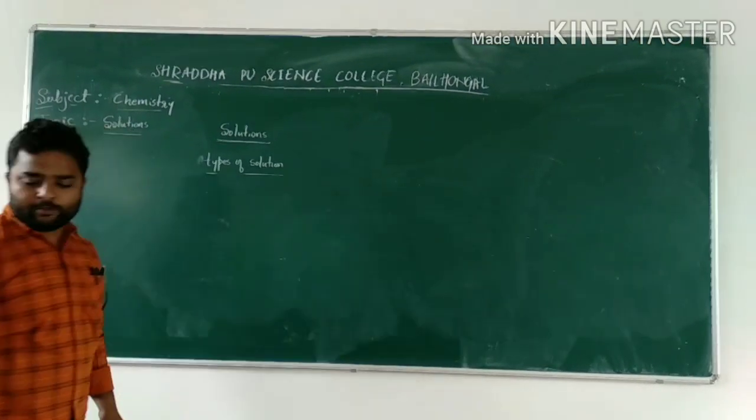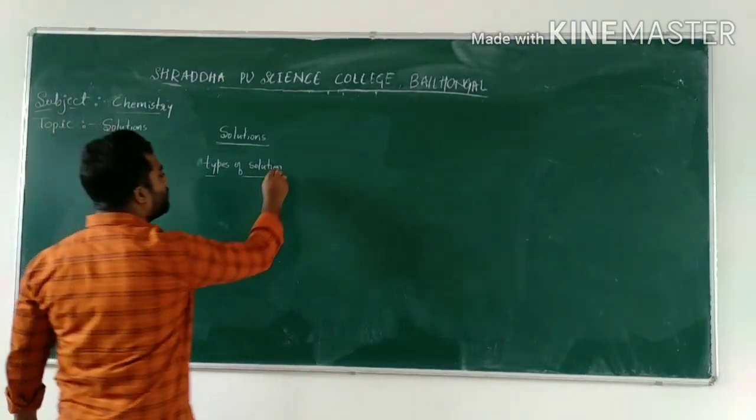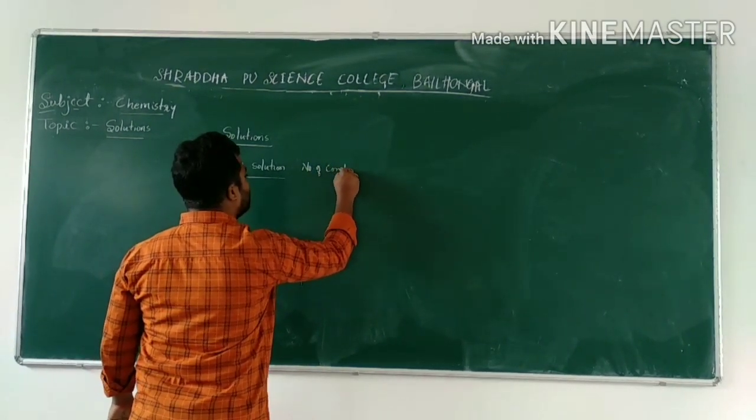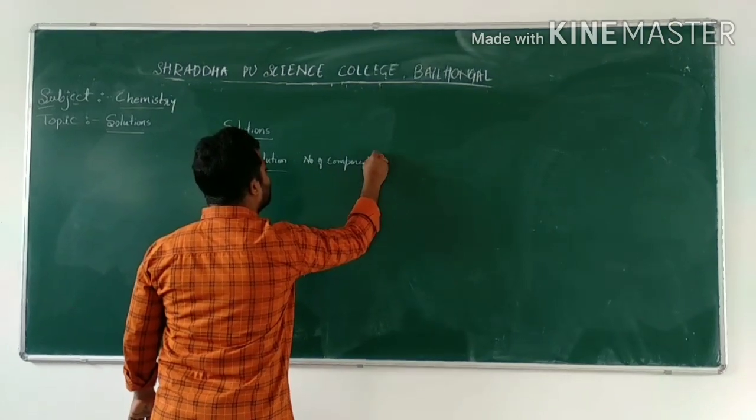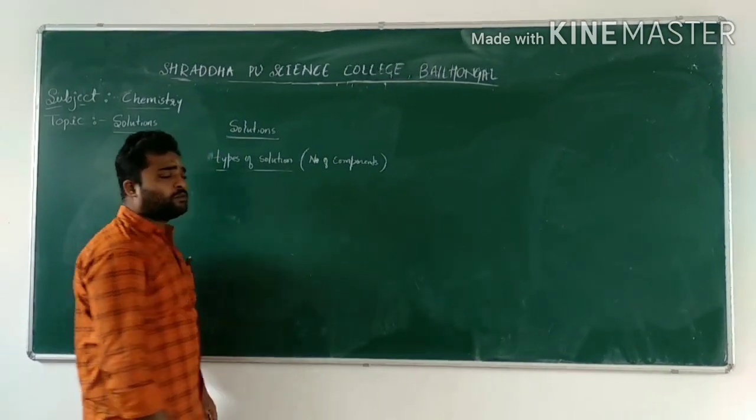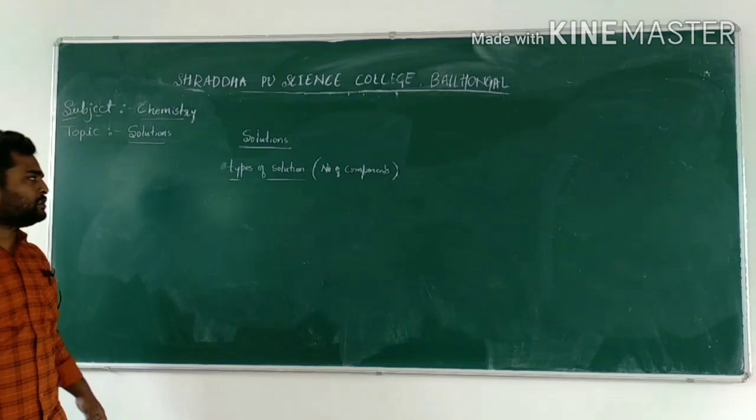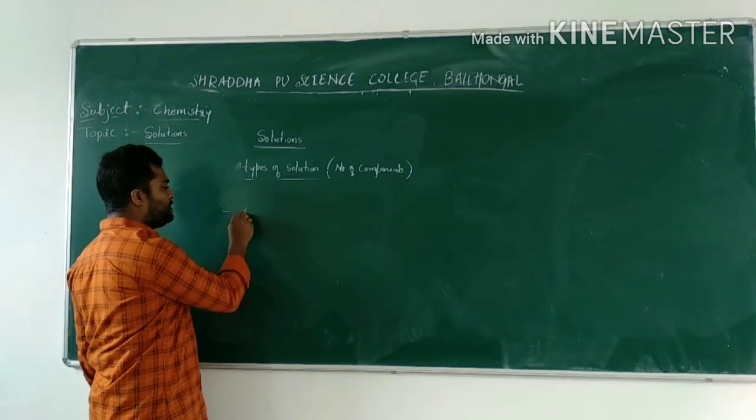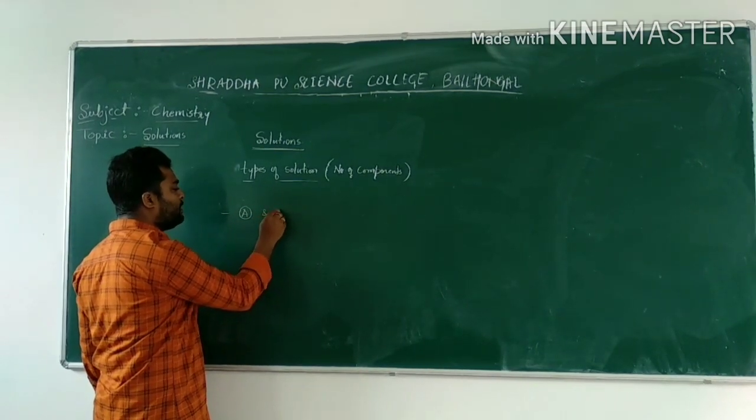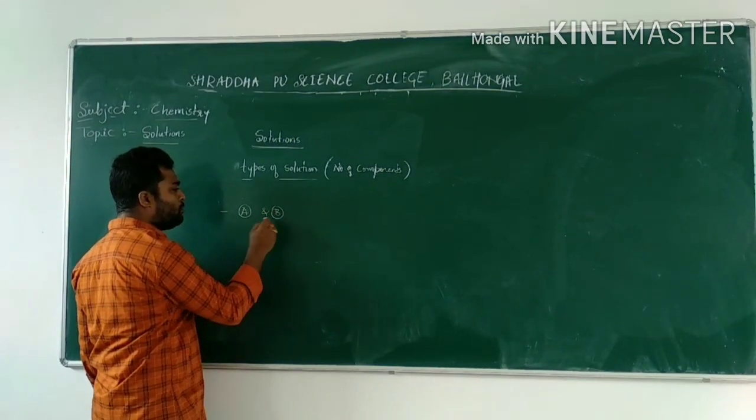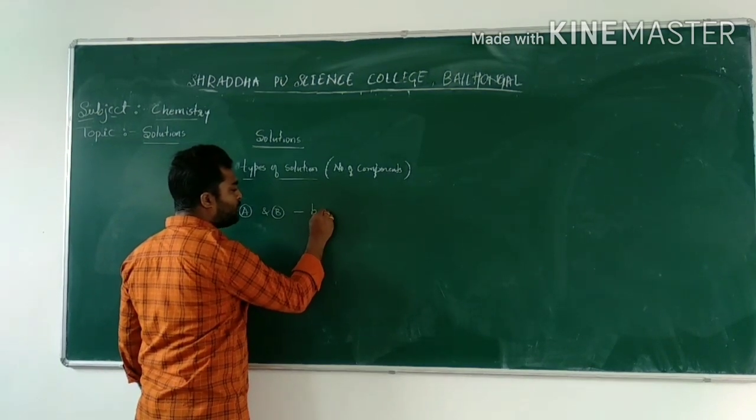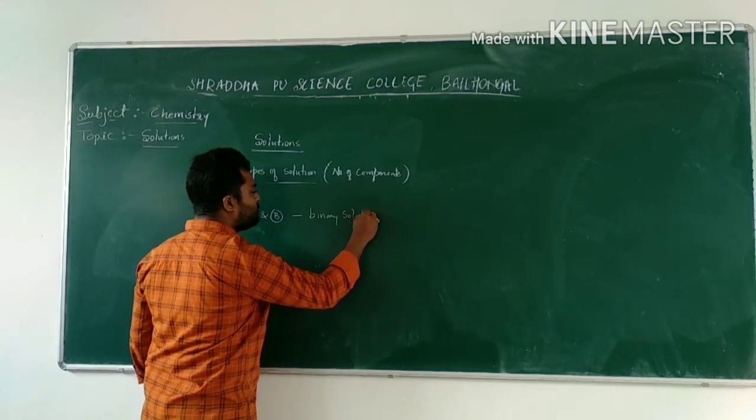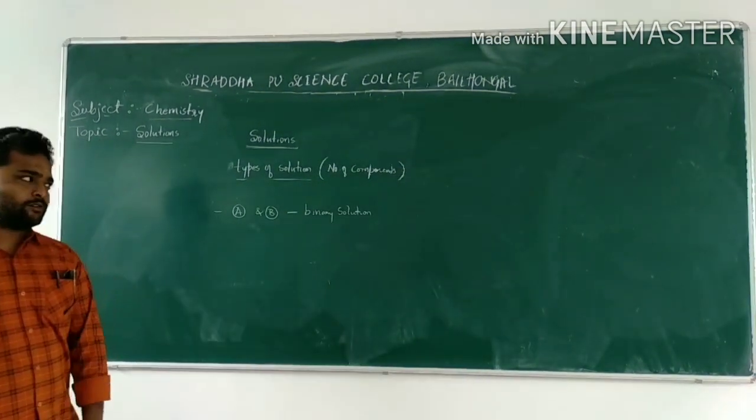The next type is purely based on the number of components. Components means solid, solute, solvent, you have to consider. So if there are two components, for example, if there exists a solution of A and B, then you say there are two components present. Therefore we are going to call this a binary solution.